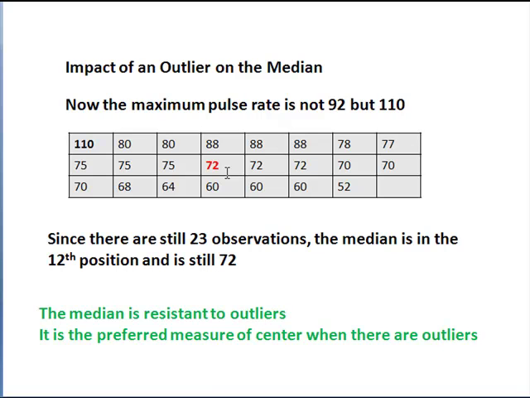Outliers do not impact the median. This is really important. When your data set is skewed, because there are outliers, the median is the best measure of center because it is resistant to outliers.